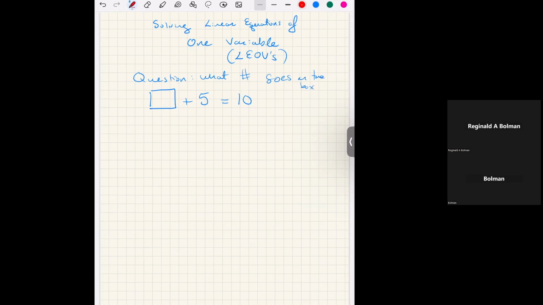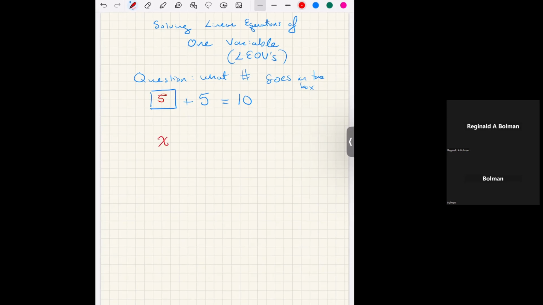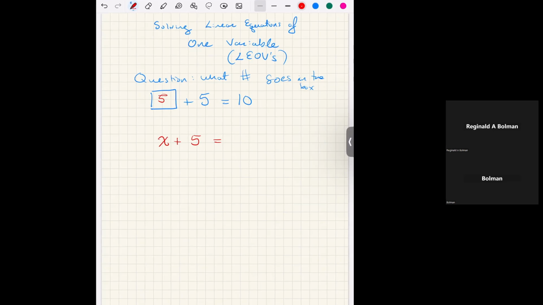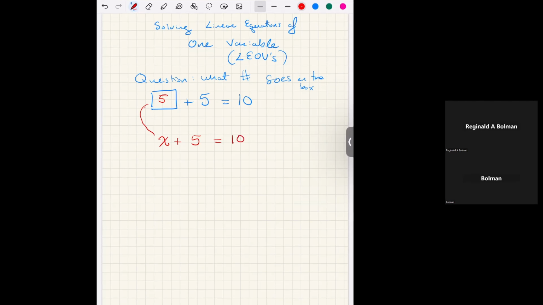And of course, students who remember these problems will say, well, 5 goes in the box because only 5 plus 5 is equal to 10. And at some point in time, they transitioned away from giving you problems with a box, and they said, okay, now we have a number that's represented by a letter that we call a variable. The variable just means an unknown number. So we can replace the box with the letter x, and we can rewrite this equation as x plus 5 is equal to 10.